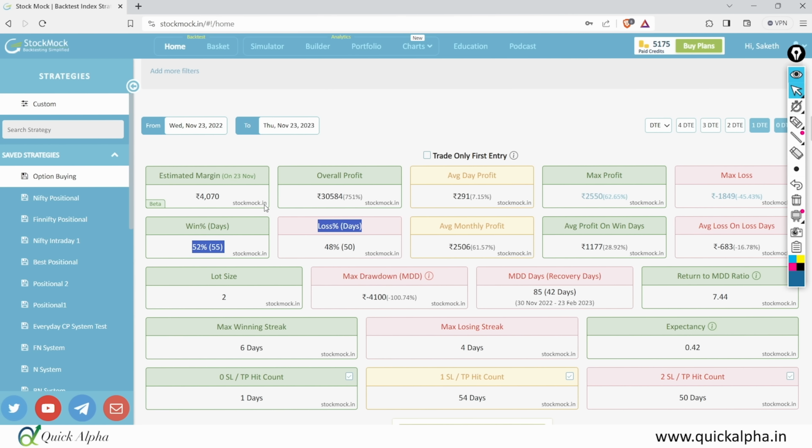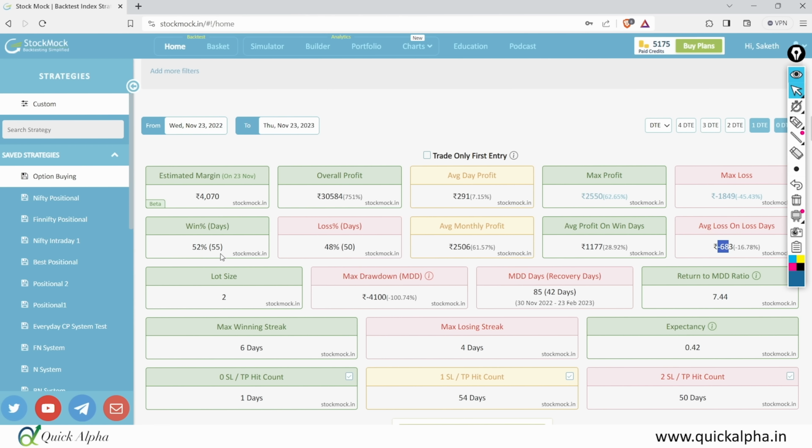But by looking for options with momentum, you have increased your probability to 52%. And this is a fantastic probability for an option buyer. And not just that, you can see your risk to reward. On an average, you make close to around 1200 when you're right, and you lose 680 rupees when you're wrong. So that is a risk to reward of almost around 1.8.